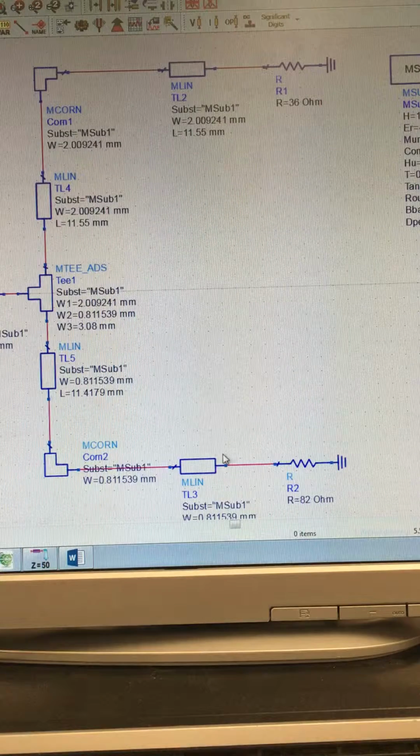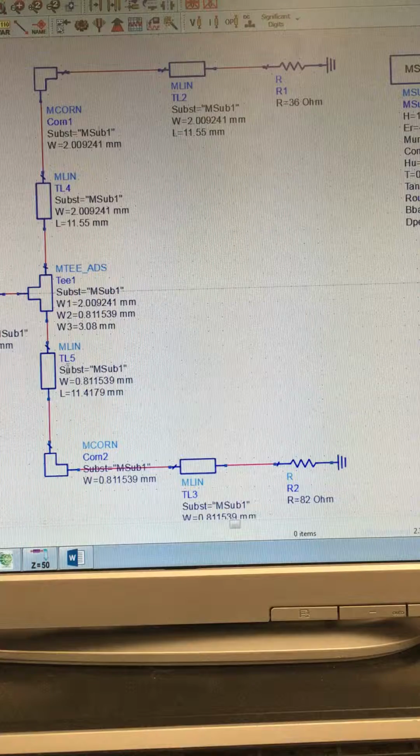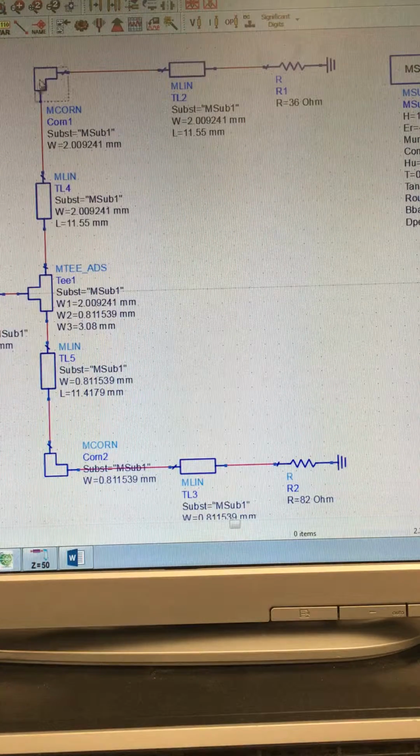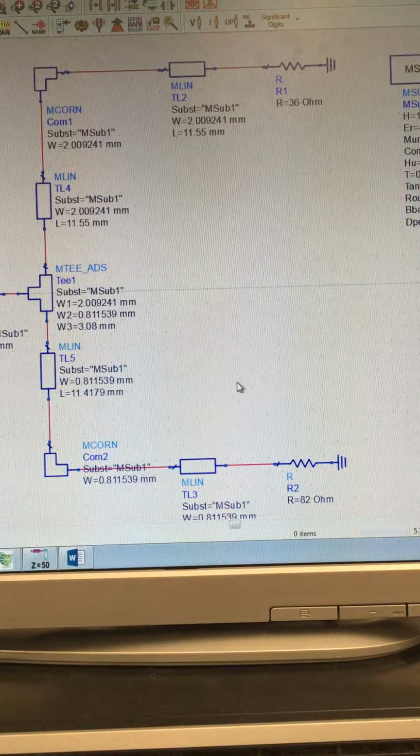You also have to make sure though that these transmission lines here and these ones here are of equal length. And also the corners have to be of equal length to them too, or else your layout will not come out perfectly and it can't be fabricated.